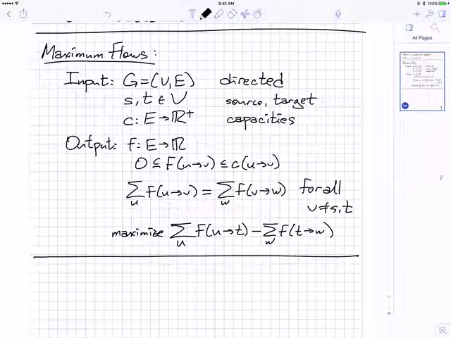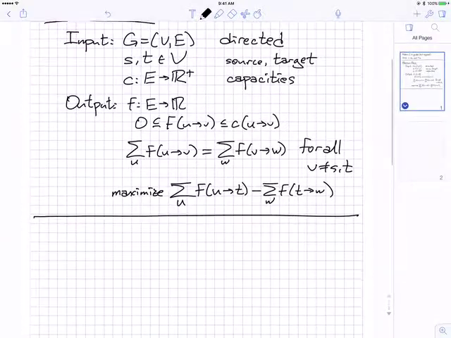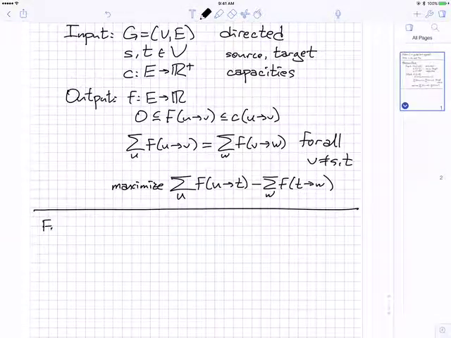Now, the way we compute these things, we saw this on Thursday, is the so-called Ford-Fulkerson augmenting path algorithm.